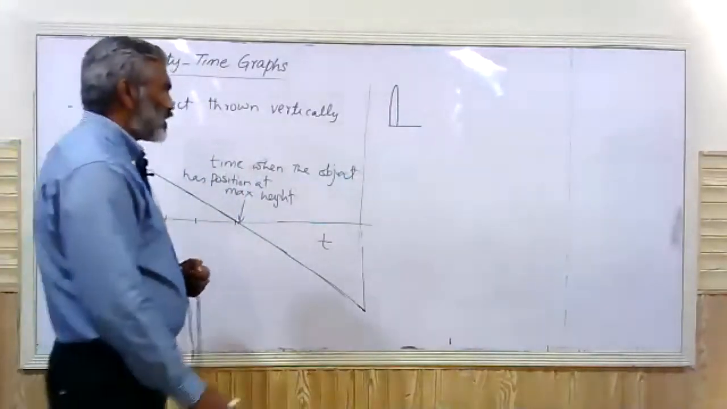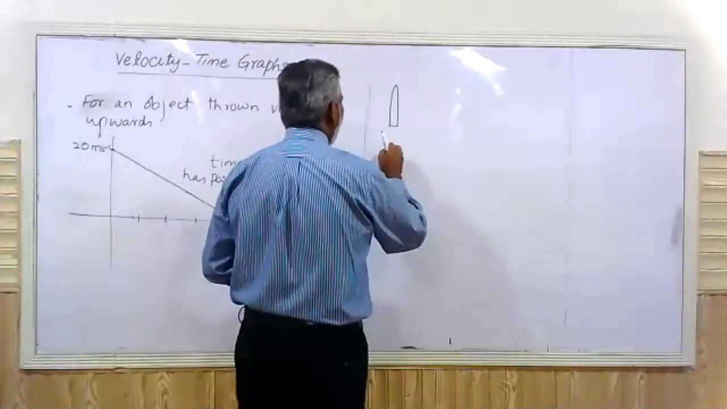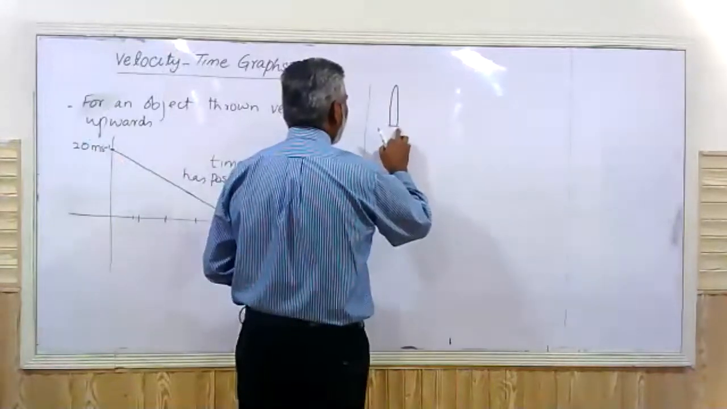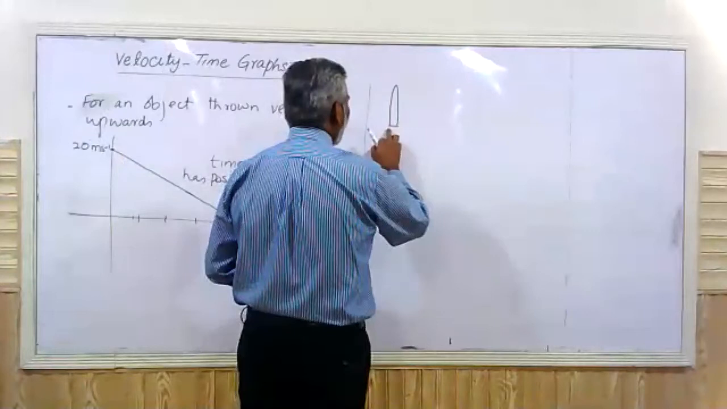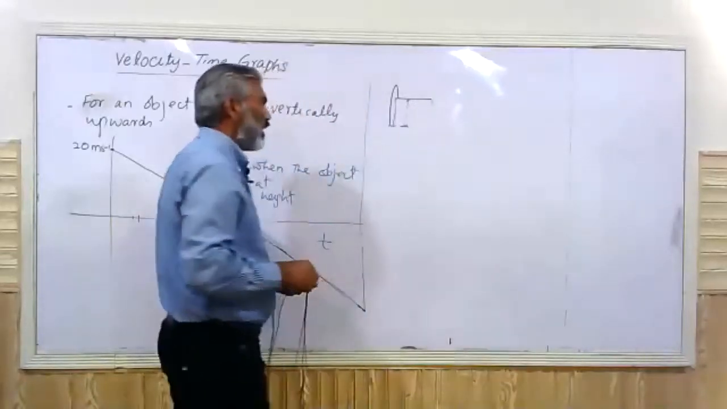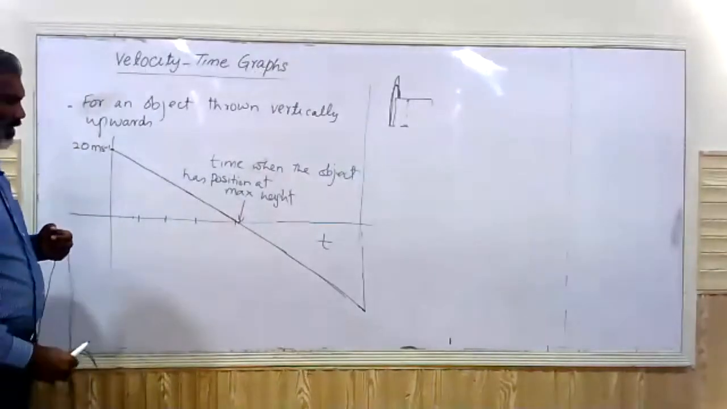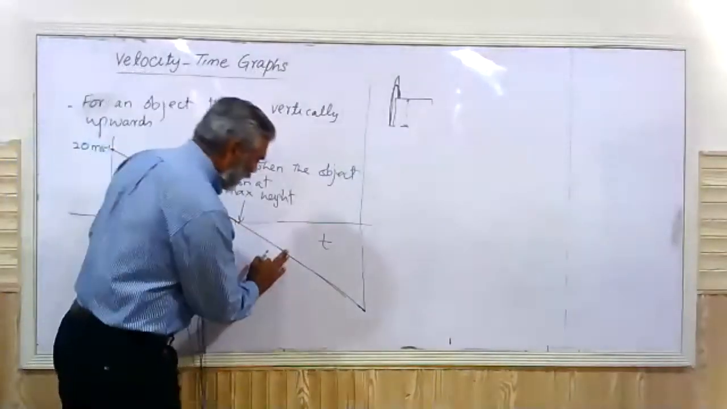But what if the situation is slightly different? Although it is thrown from here, it doesn't land here, it lands at a surface above this level. It lands on a building nearby. You have thrown an object like this, but while coming back, it falls on the roof of a building nearby. So it is a situation like this. For this kind of situation, this will end here.